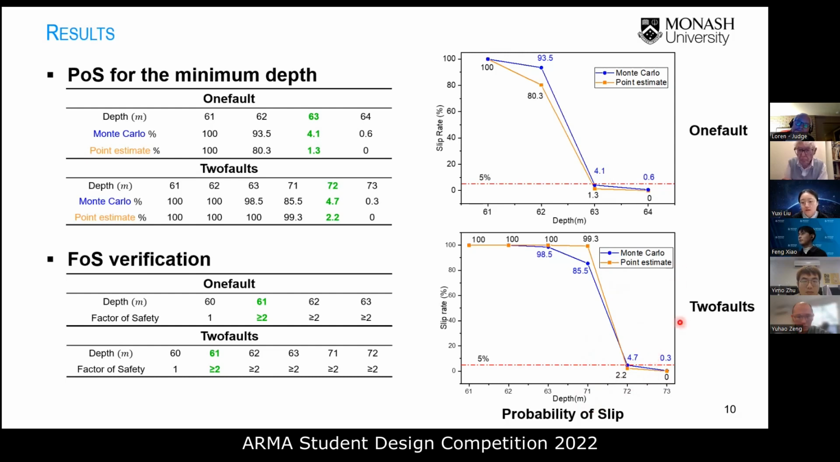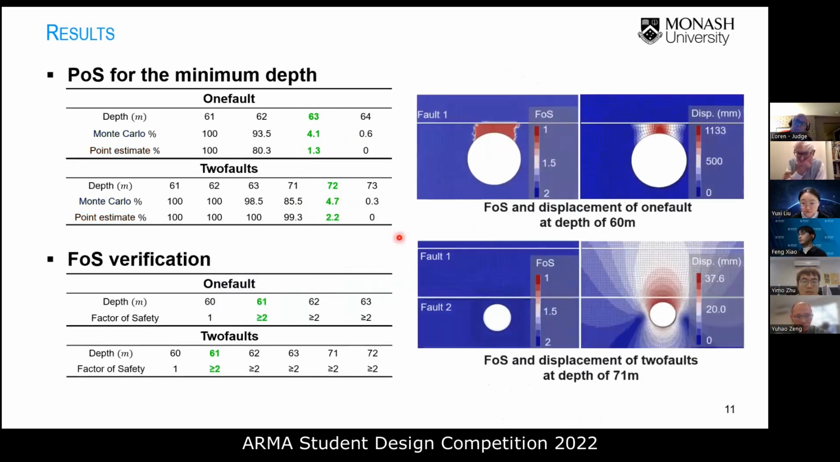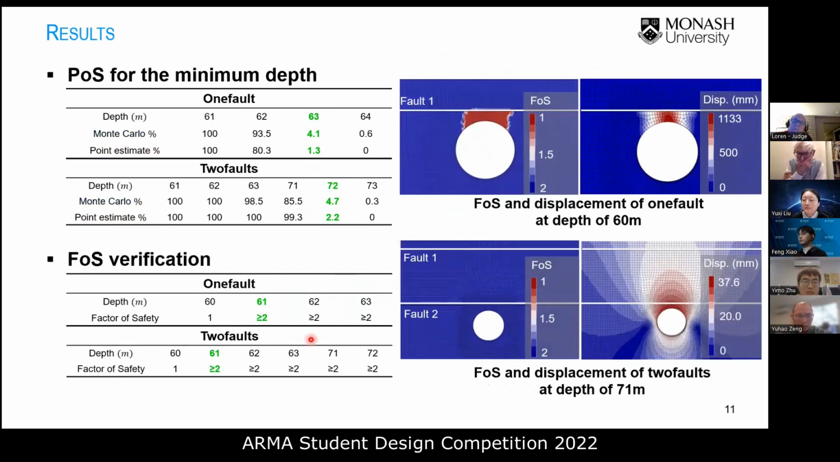Therefore, for the required probability of slip less than 5%, the tunnel depth should be at 63 meters or deeper for the 1/4 cases and 72 meters or deeper for the 2/4 cases. And the same results can also be seen in the tables, which give the specific values here. Meanwhile, for the safety factor, from the bottom table, the FOS is larger than 1.5 when the tunnel depth increases from 61 meters for the 1/4 scenario, and similar results for the 2/4 scenario as well.